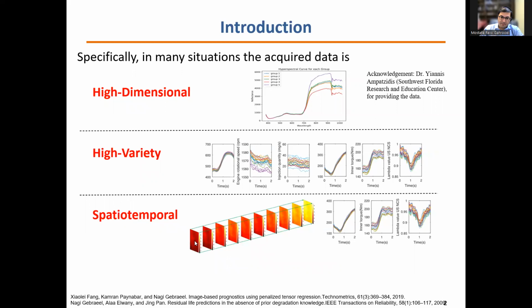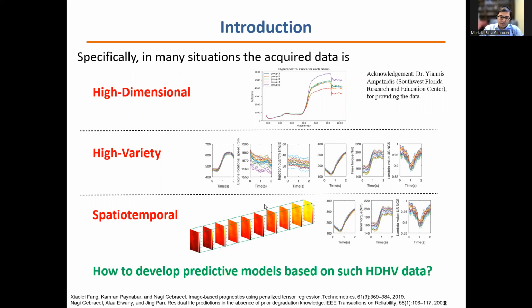Here in this example, there is a spatial correlation within an image, and from one image to another image, there is a temporal correlation. In the sensor example, within one sensor, there is a temporal correlation, and from one sensor to another sensor, there is a spatial correlation. So now the question is how to develop predictive models based on such HDHV data.